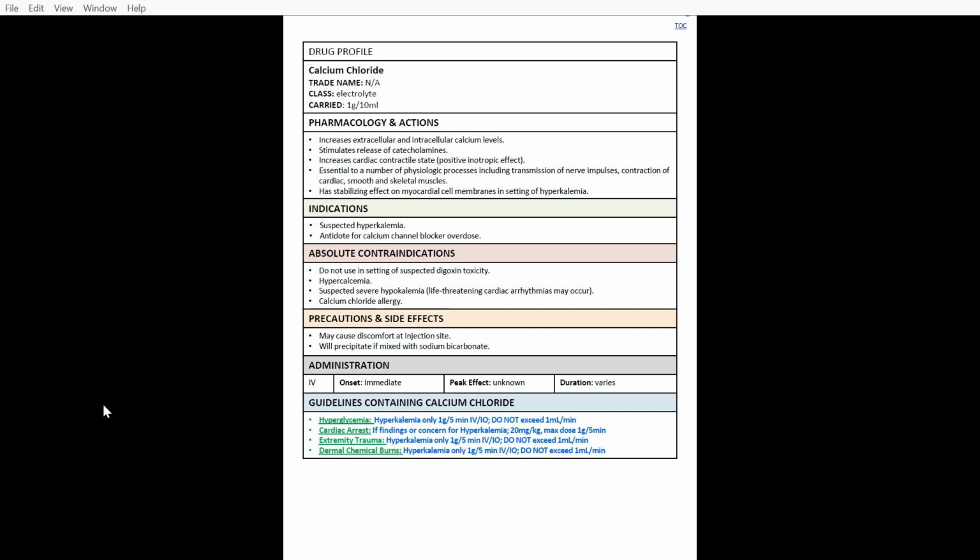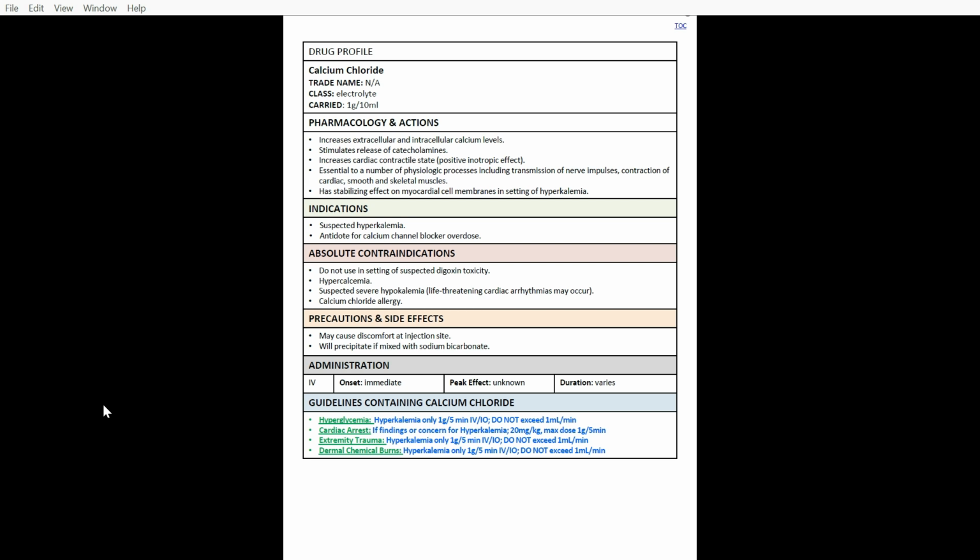So, some precautions and side effects with calcium chloride. It may cause discomfort in the injection site, and it will precipitate if we mix this with sodium bicarbonate. So, we don't ever want to mix sodium bicarb and calcium chloride in the same line, because what can happen if we don't flush these properly in between, or if we're giving them back to back, or even mixing them, is that these drugs can precipitate, basically forming crystals, and we don't want that to happen. We can give this medication IV or IO.